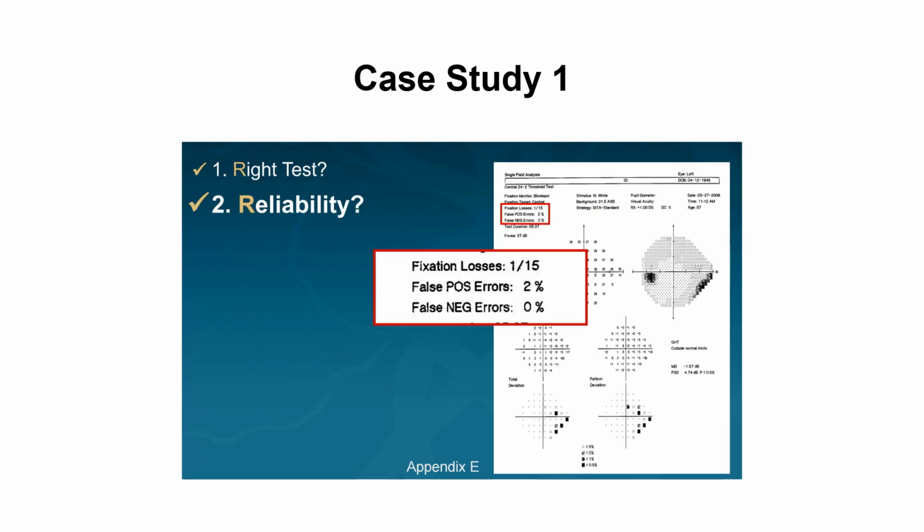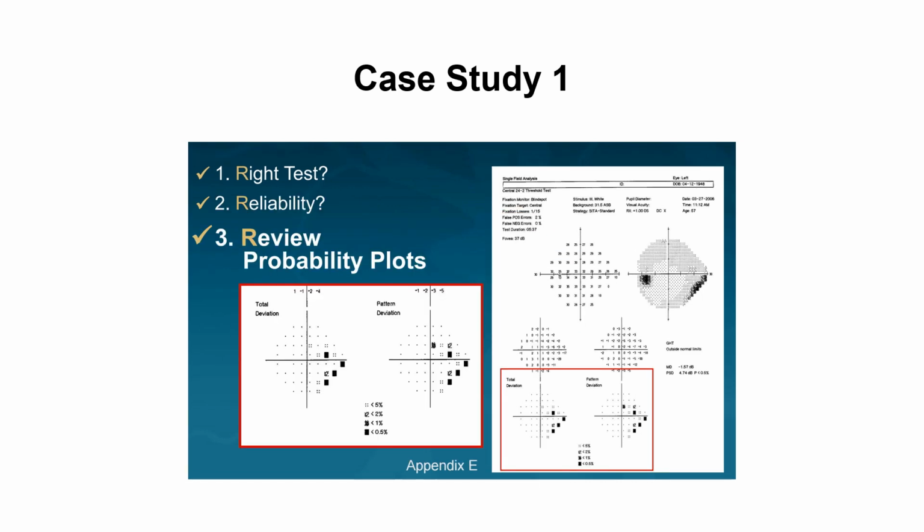Second rule, the reliability. You look for the reliability indices on the upper left corner of the printout. You will see the fixation losses: yes, almost no fixation losses. The false positive rate and the false negative error rate. So in this test, the reliability indices tell us that this visual field is reliable.